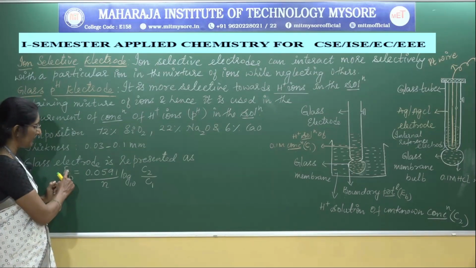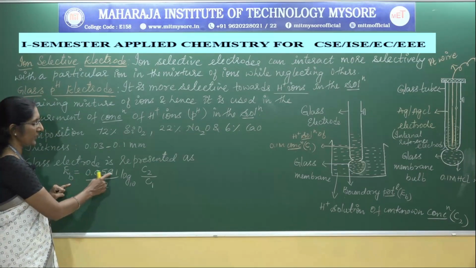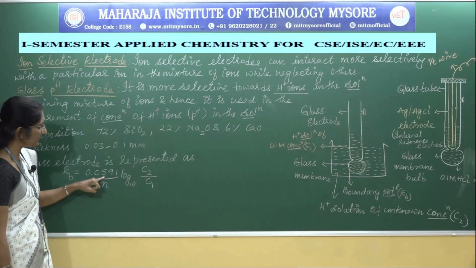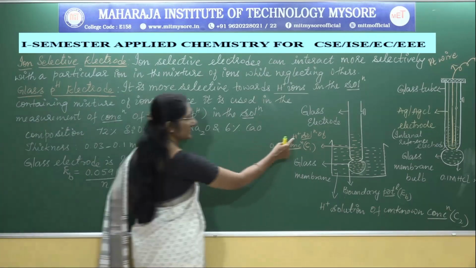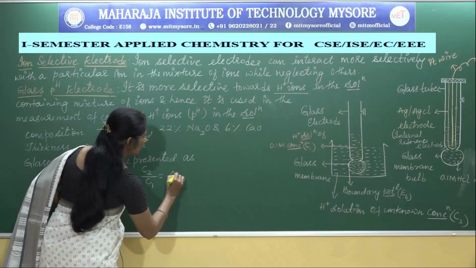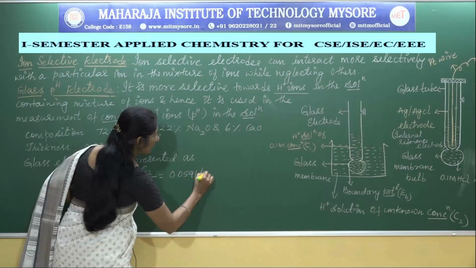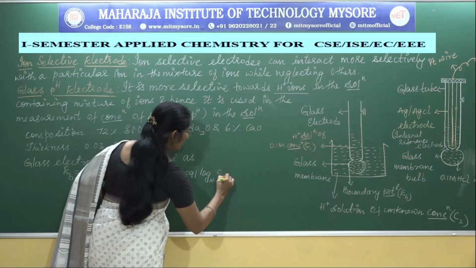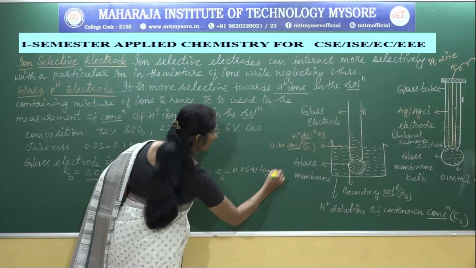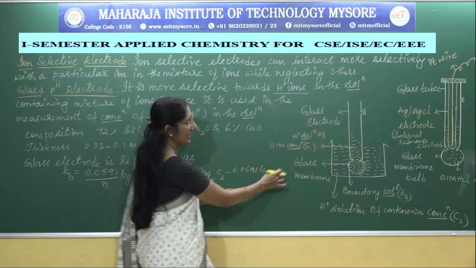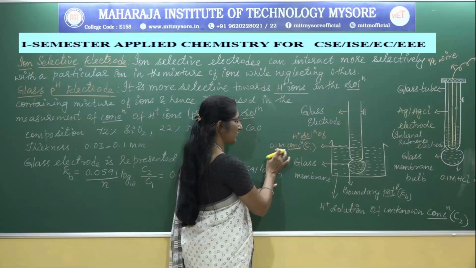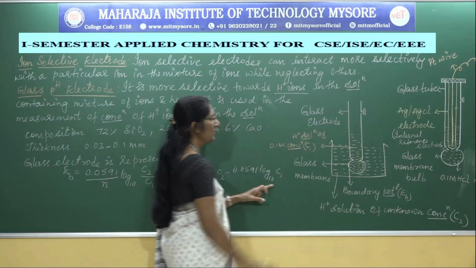The concentration potential is given by EB equals 0.0591 divided by n, log base 10 of C2 divided by C1. What is the value of n for H plus ions? The number of electrons involved is 1. Therefore, this expression is reduced to 0.0591 log base 10 of C2 minus 0.0591 log base 10 of C1. C1 represents the concentration of H plus ions inside the membrane. Its concentration always remains constant. Its concentration is 0.1 molar.